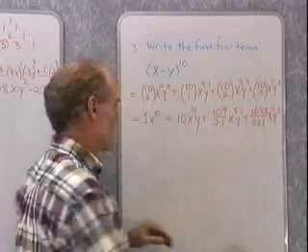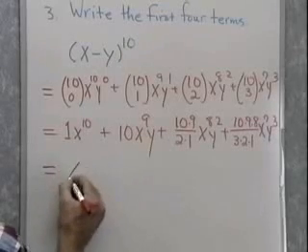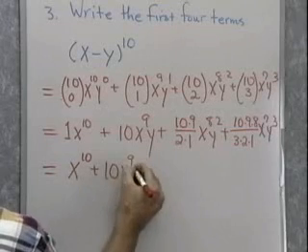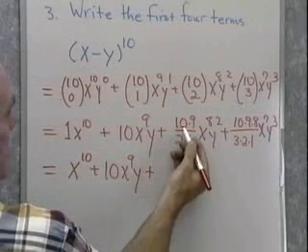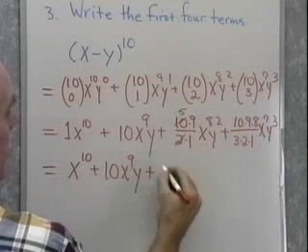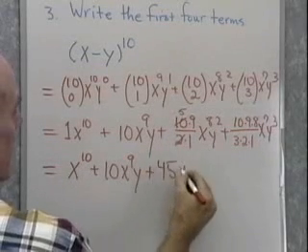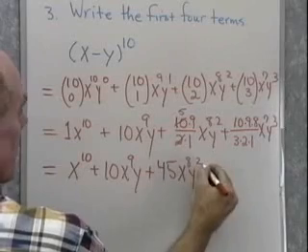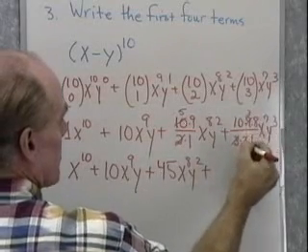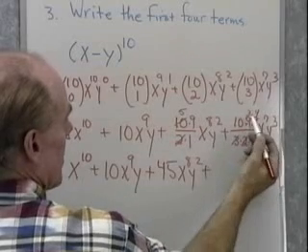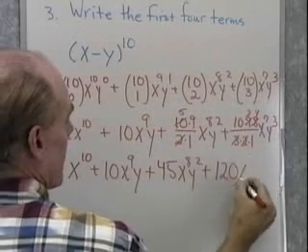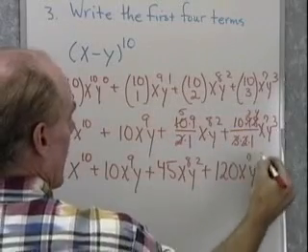Now I want to continue to simplify. This is x to the 10th plus 10 x to the 9th y plus 10 times 9. That 2 divides into 10 5 times. 5 times 9 is 45. X to the 8th y squared. Plus 3 divides into 9 3 times. 2 divides into 8 4 times. 3 times 4 is 12 times 10 is 120. X to the 7th y to the 3rd.